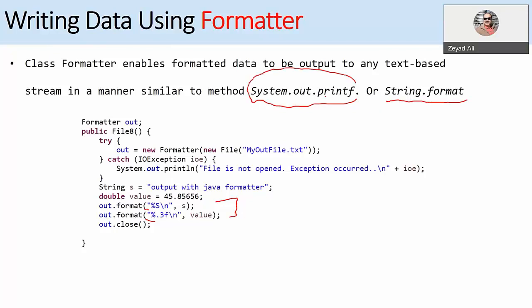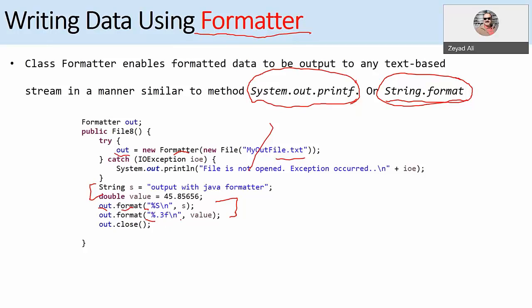Now, sometimes you want your output to be formatted. If you want your output to be formatted, simply use what? The formatter. It's very simple, huh? Formatter and give it a file. That's it. Then whatever you output, you can say out, not print, not write. You say format. Out, ya akhwan, is the formatter.